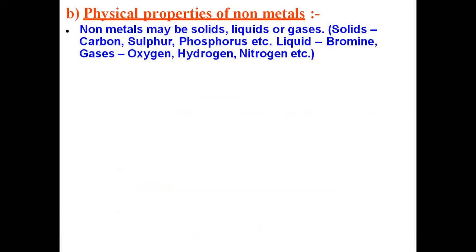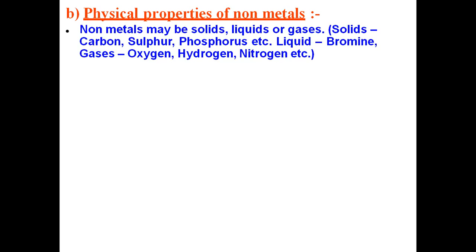The first physical property of metals which we studied was that metals are hard and present in a solid state. But non-metals, most of them are present either in a liquid or a gaseous state. Some are present in a solid state. For example, we can consider carbon, sulfur, phosphorus. These are all non-metals which are present in a solid state.